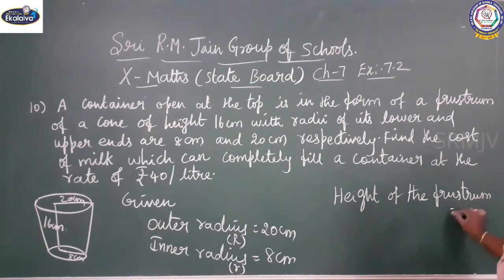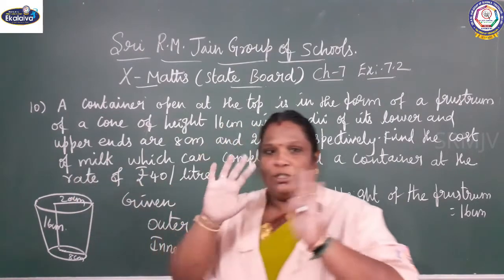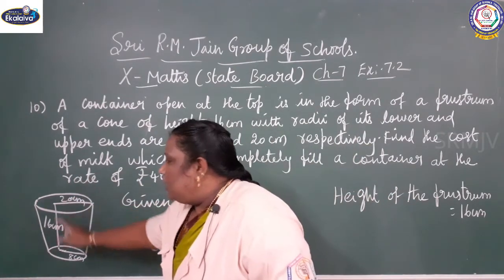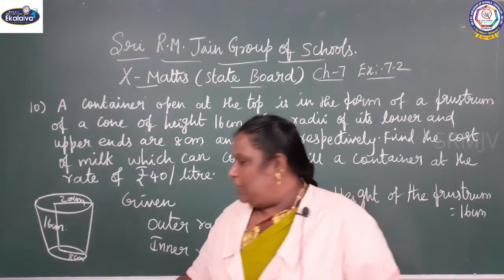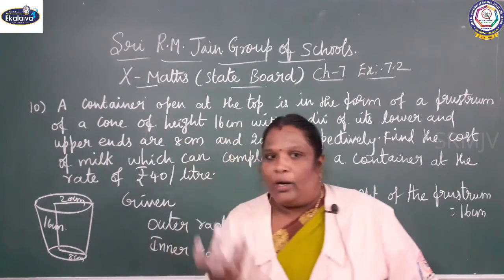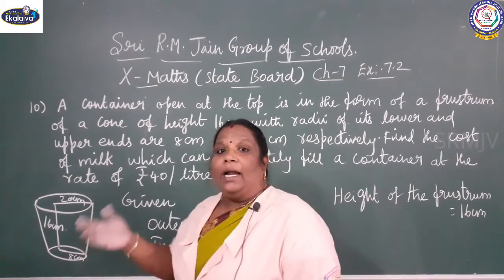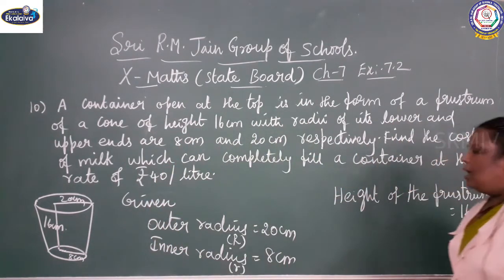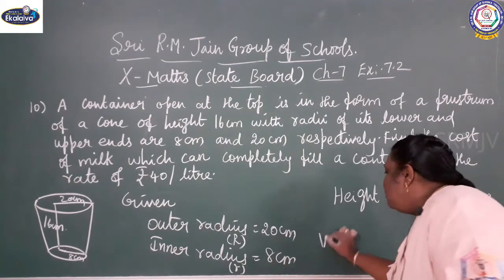Height of the frustum equal to 16 centimeter. It is the outer radius of the frustum, because the top portion is open. You can imagine a bucket. Outer radius of the frustum, capital R equal to 20 centimeter. Inner radius, that is the lower part, is 8 centimeter, and height is 16 centimeter. Now we should find out the volume of the frustum.